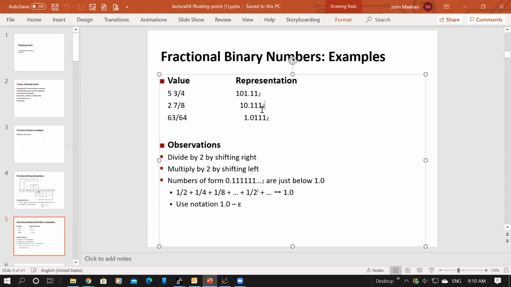This one is wrong, right? That's 63/64. That certainly can't be that because I've got a 1, right? So what is the correct answer for this one? A half, a fourth, an eighth, and a 16th, right? So that would be 7/16.